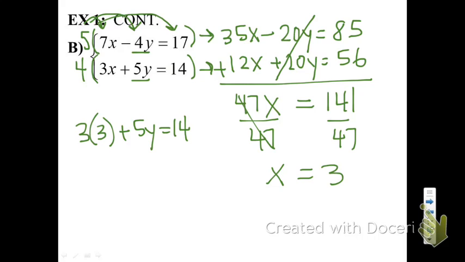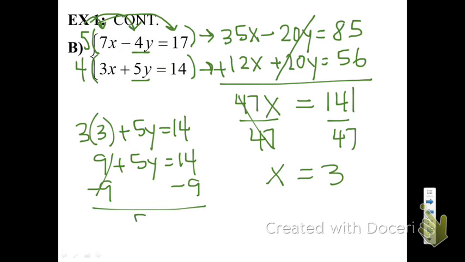And I substitute the 3 in for x. Now I'm going to solve this. 3 times 3 is 9, plus 5y equals 14. Then to solve that, you subtract 9. The 9's go away. 5y equals 5. Divide by 5. The 5's divide out, and y equals 1.